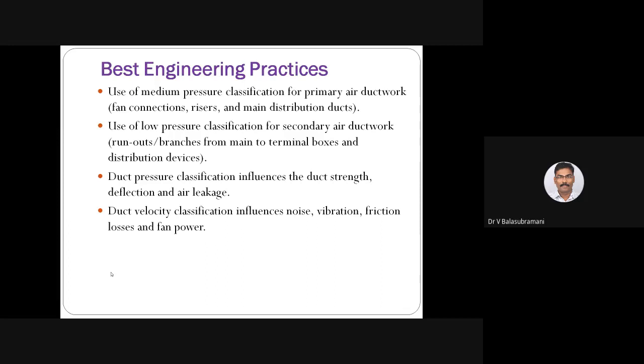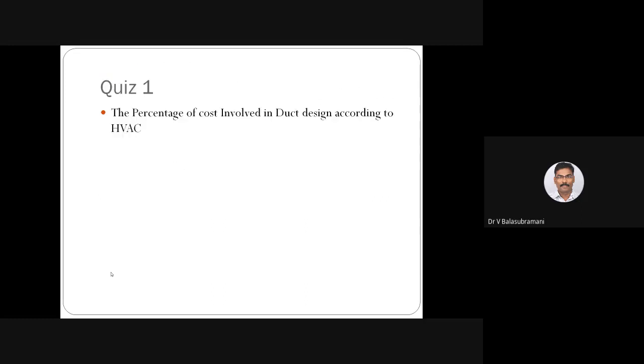In the first diagram I showed the components. The main ducts are there, and the other parts may be used as low pressure. Duct pressure classification influences the duct strength, deflection, and air leakage. Duct velocity influences noise and vibration, so we may use a damper. Depending upon the duct velocity, there are noise, vibration, friction losses, as well as fan power.